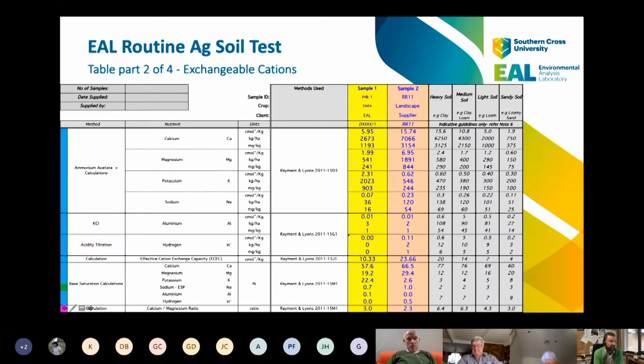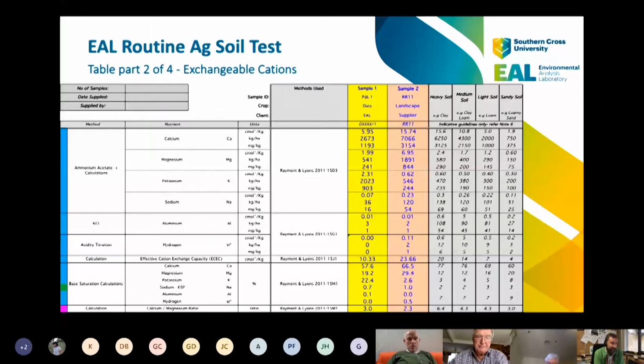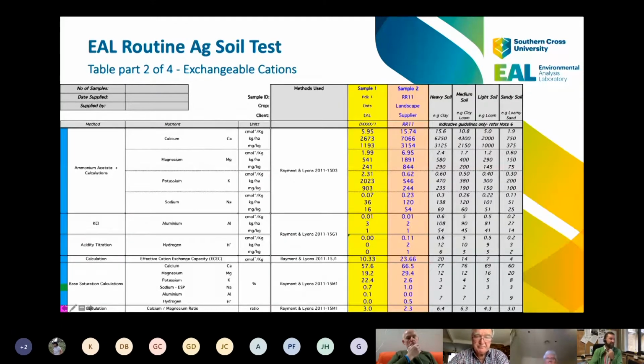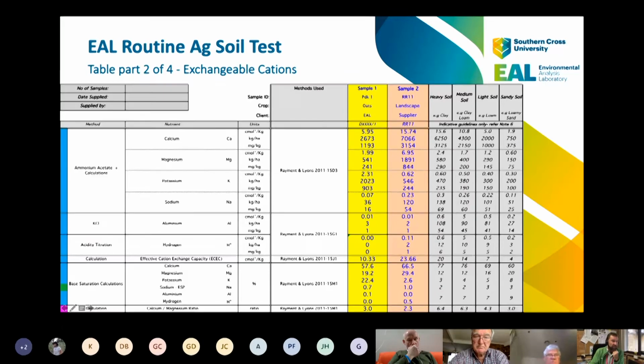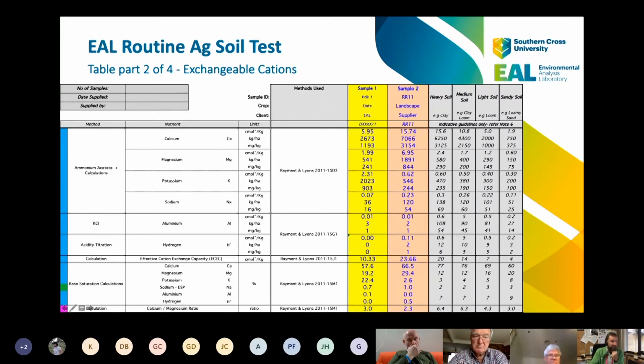Look, this is the next section I've divided our results into. It's a very important one: exchangeable cations, extremely complex. And really, without a mouse, it makes it a little bit harder, but you've got a method over on the left. You don't need to worry about that. It's called exchangeable cations. You've got calcium, magnesium, potassium, sodium, aluminium, hydrogen.